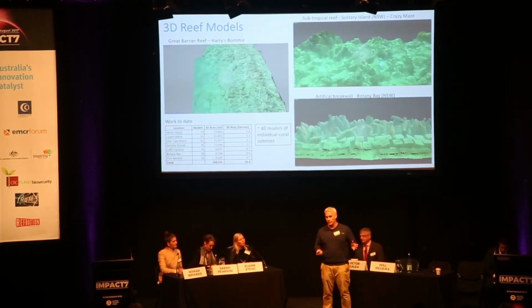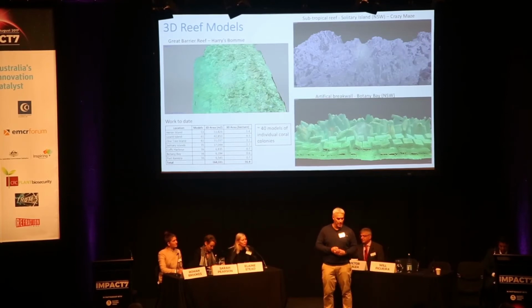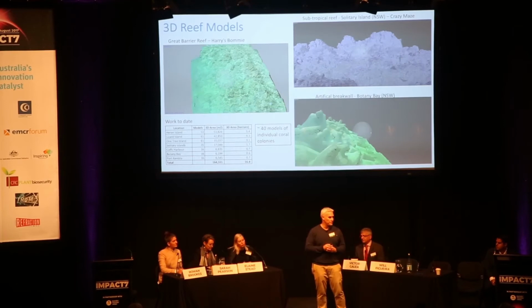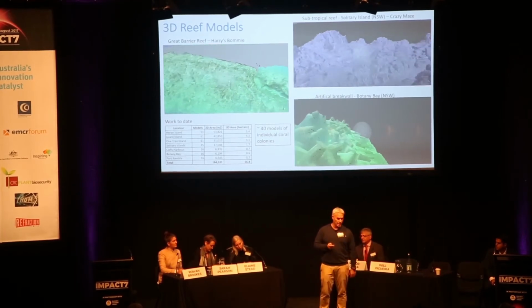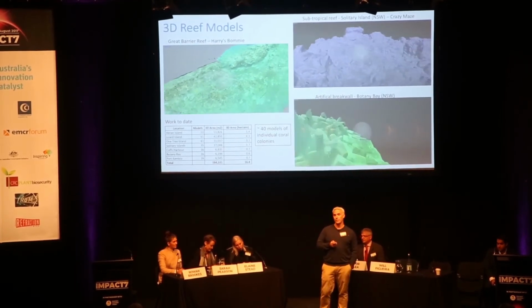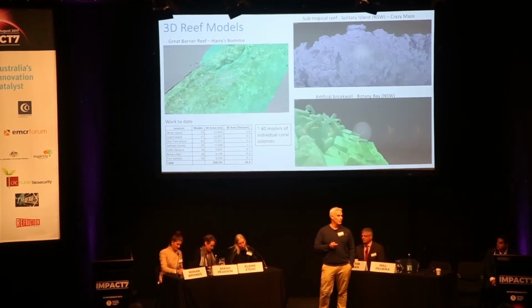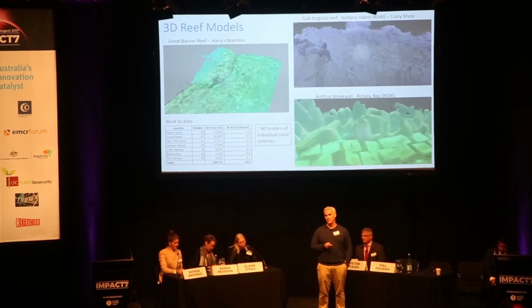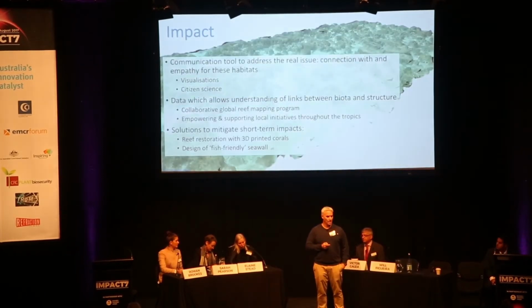And from those models, we can, of course, assess the types of organisms that are down there. But we can also, if you see the purple panel, look at the 3D structure of these reefs and start to relate that to the biota that's there. As of now, we've mapped about 14.5 hectares of underwater habitat. And we've got a library of about 40 models of different coral morphologies.